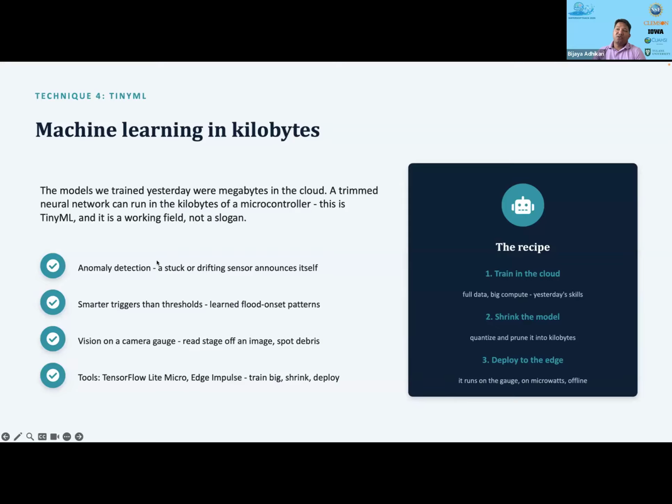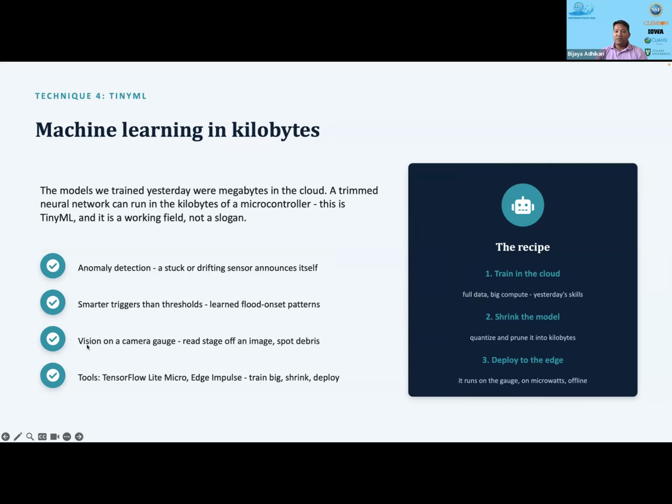So what kind of things can we do? We can do anomaly detection, right? If there is a sudden rise of the number, or a sudden drop of the number, right? If something breaks the trend, we can use ML to detect it. We can define smarter triggers than thresholding, right? Maybe the machine learning model incorporates something a lot more logically complicated than a simple threshold, which learns from the flood onset patterns in the past.